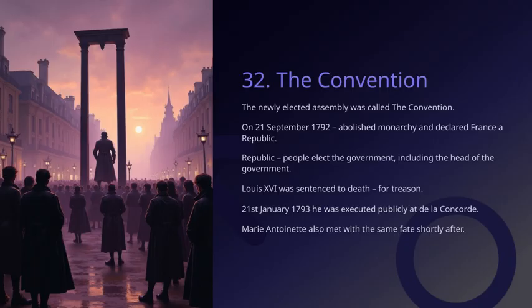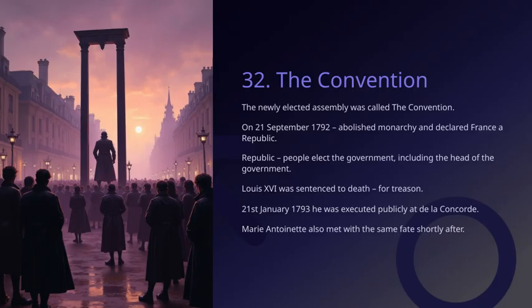A key figure in this period was Louis XVI. He was sentenced to death for treason, which was a monumental moment in revolutionary history. On January 21, 1793, he was executed publicly at the Place de la Concorde, sending a powerful message about the end of monarchy. Shortly after, Marie Antoinette, Louis's wife, faced the same fate. This phase marked the complete shift from monarchy to a republic, emphasizing the revolutionary ideals of popular sovereignty and the rejection of old regime privileges. It's a crucial part of understanding how revolutionary France radically transformed its political landscape, setting the stage for further shifts and upheavals.